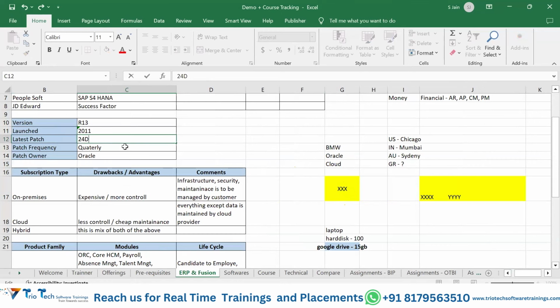Every quarter Oracle is going to give you a free upgrade to your software. 24 stands for the year, 24D stands for the fourth quarter. Every quarter a new release will be coming up and applied.